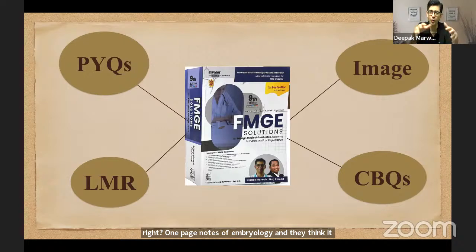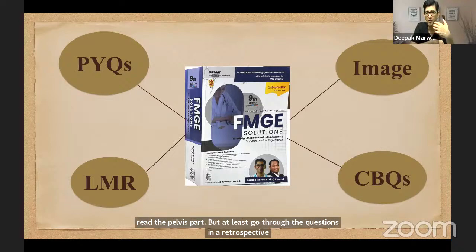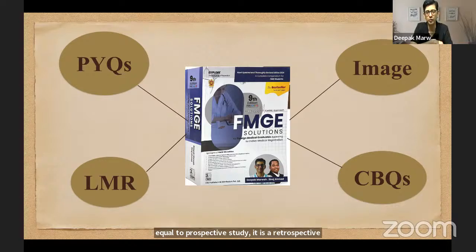Brother, I'm not saying read the whole pelvis, I'm not saying read the whole abdomen, but at least go through the questions in a retrospective fashion. One is a prospective study, and this is a retrospective one. FMG Solutions is a book about retrospective study.